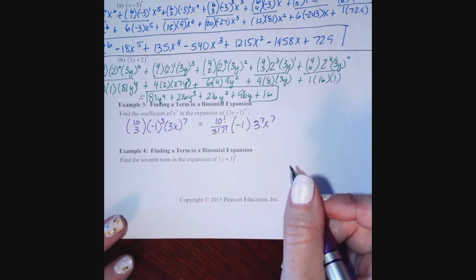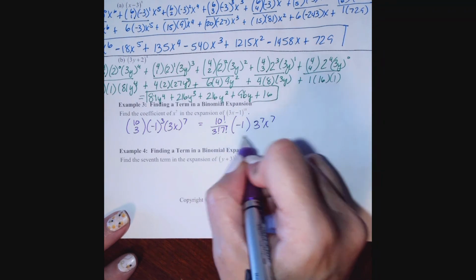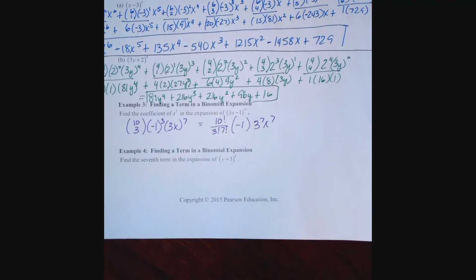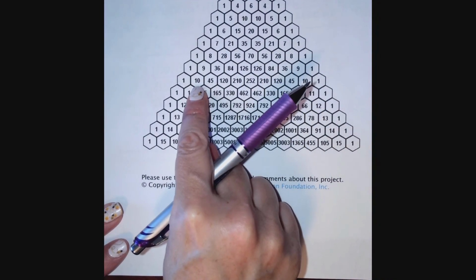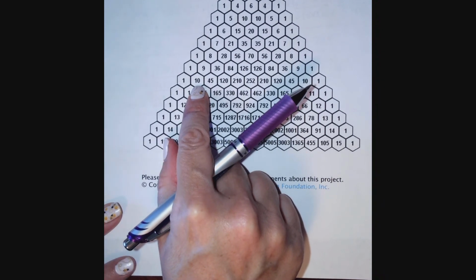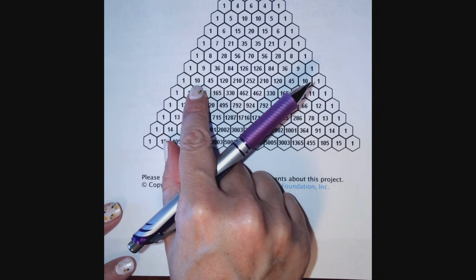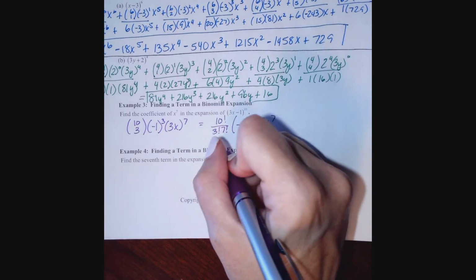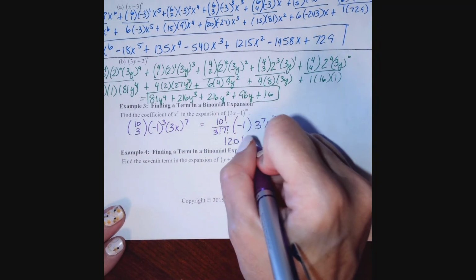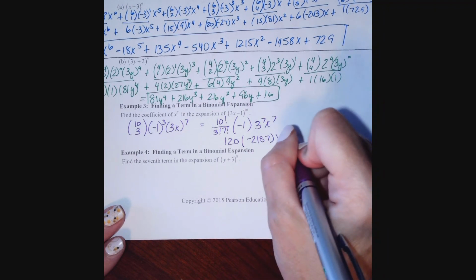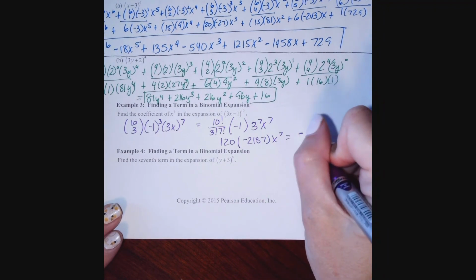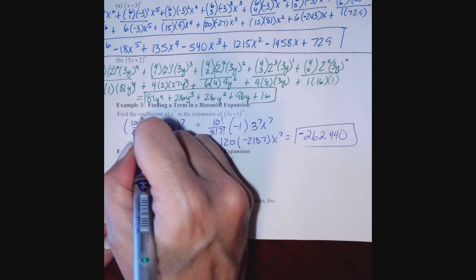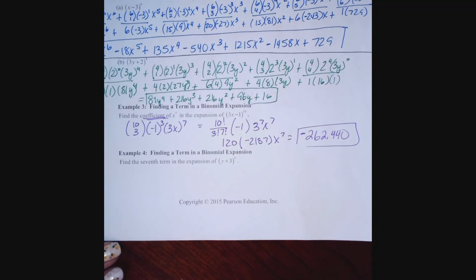So this binomial coefficient is going to be times a negative 2,187. What is my binomial coefficient? If I go down here and I find row n equals 10, and I go choose 0, choose 1, choose 2, choose 3, my binomial coefficient is 120. So I have 120 times negative 2187 times x to the 7th. So my coefficient here is a negative 262,440. That's the coefficient on that x to the 7th term.